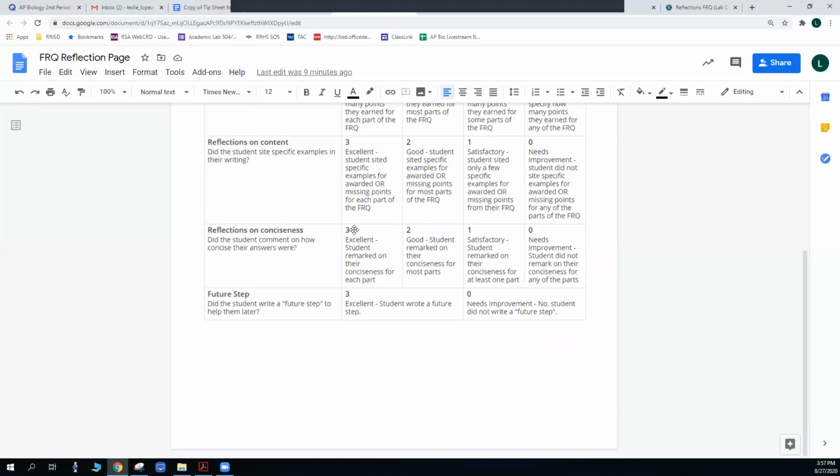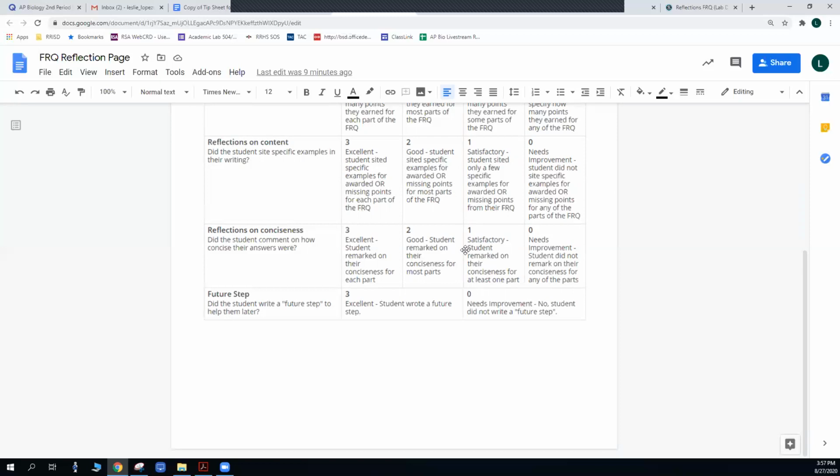In order to get all 3 points for your reflection on that section, you need to address each part of the FRQ. So you need to go through and write how concise you were on each part. If you don't do that for any of the parts, you'll get 0 points. If you land somewhere in between and mention some of the parts, depending on how many parts you reflect on your conciseness for, that will give you a 1 or 2.